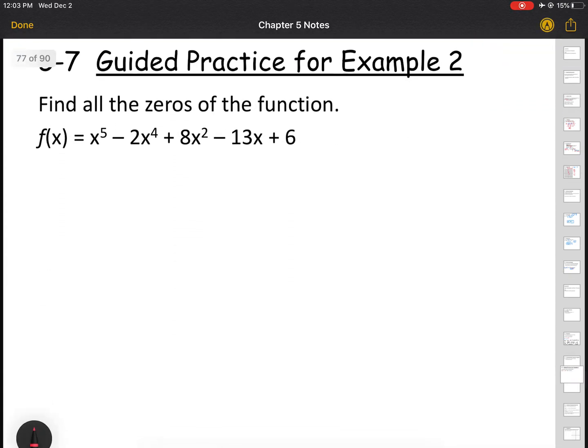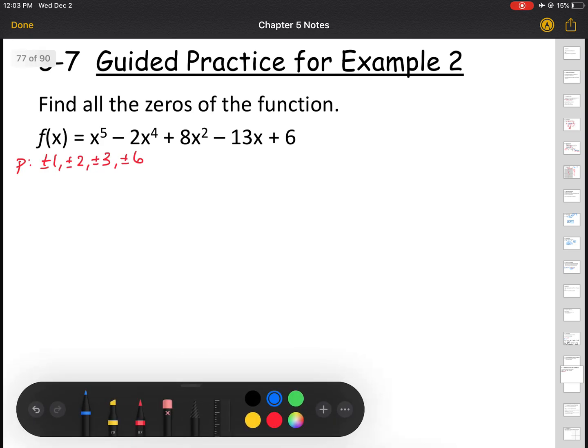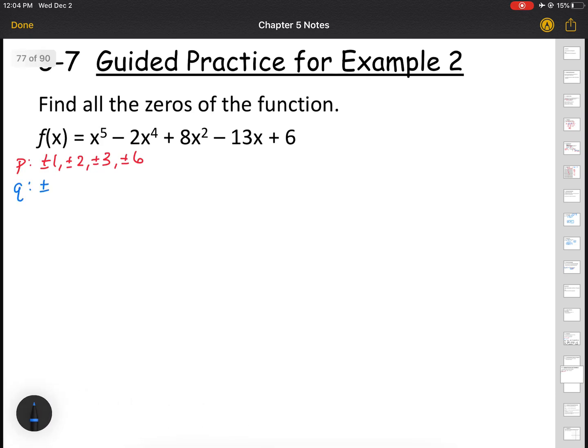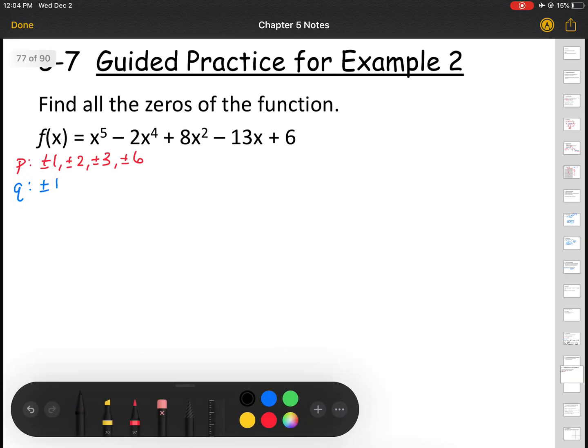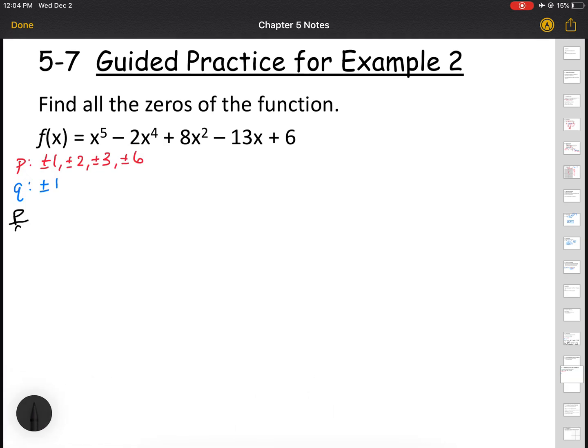Okay, we're going to do this next one. Same thing, I'm going to take p, which is the factors of my constant: plus or minus 1, 2, 3, and 6. And then my q is plus or minus 1. So that means my p over q's, my possible roots or possible zeros, are positive and negative 1, 2, 3, and 6.